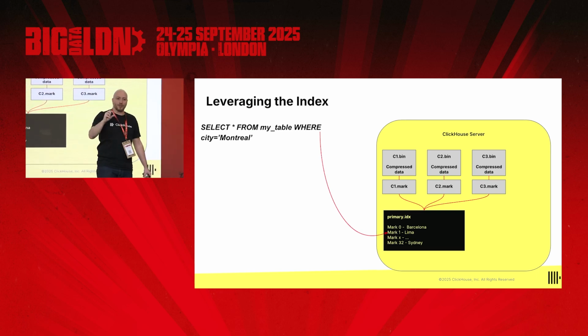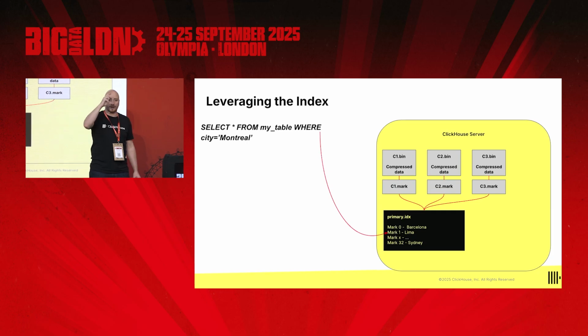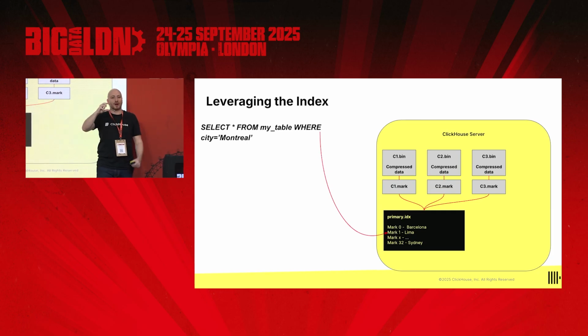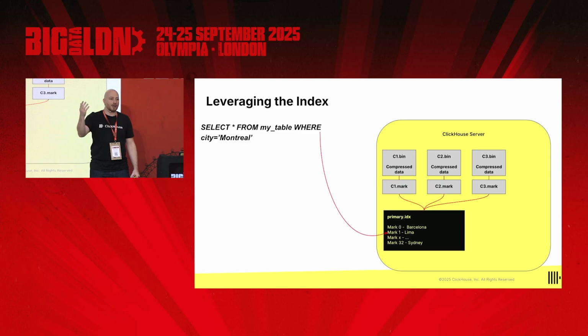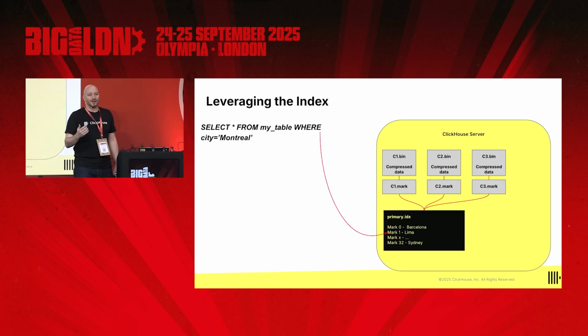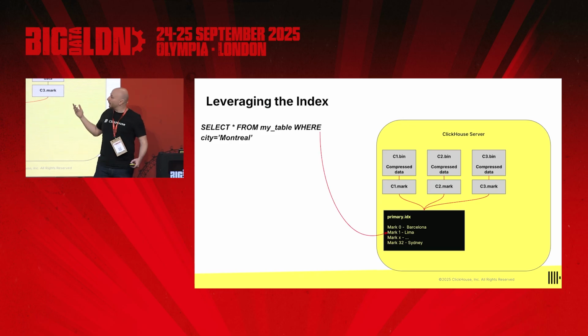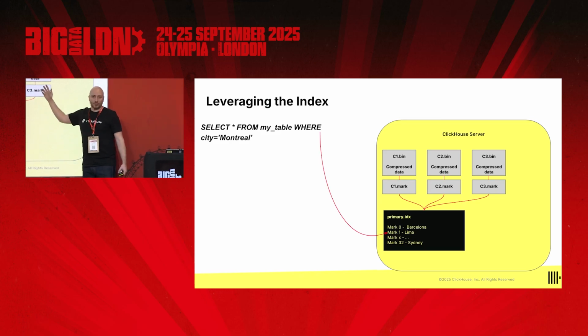I can just read a section of the file that contains the data, and then the section of this block where my granules are actually located. And now I can very efficiently read my files. So in the end, you can look at how ClickHouse works, right?